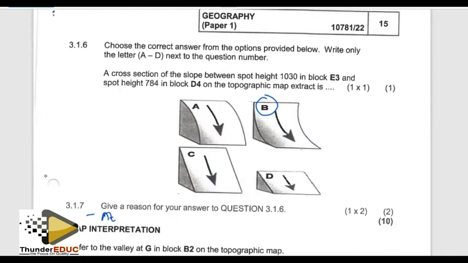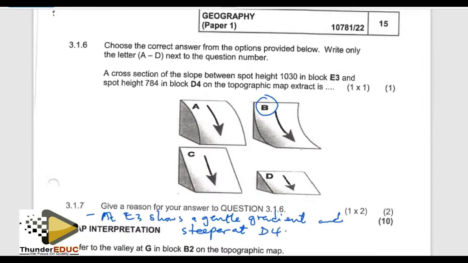Give a reason, then you could say: E3 shows a gentle gradient and steeper at D4.